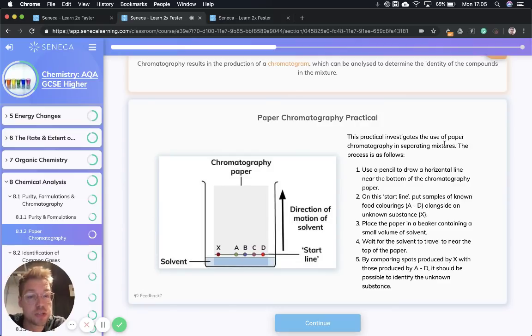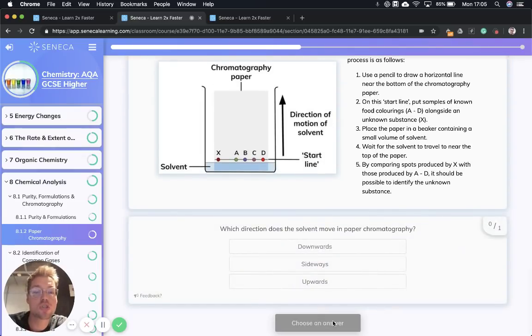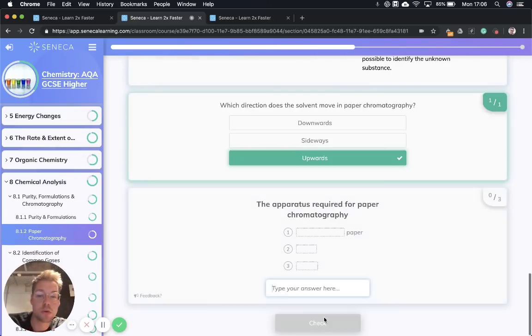The practical investigates the use of paper chromatography in separating mixtures. The process is as follows. 1, use a pencil to draw a horizontal line near the bottom of the chromatography paper. 2, on the start line, put samples of known food colorings A, B, C, and D alongside an unknown substance. We're going to call that substance X. Place the paper in a beaker containing a small volume of solvent. Wait for the solvent to travel up near the top of the paper. By comparing spots produced by X with those produced by A to D, it should be possible to identify the unknown substance.